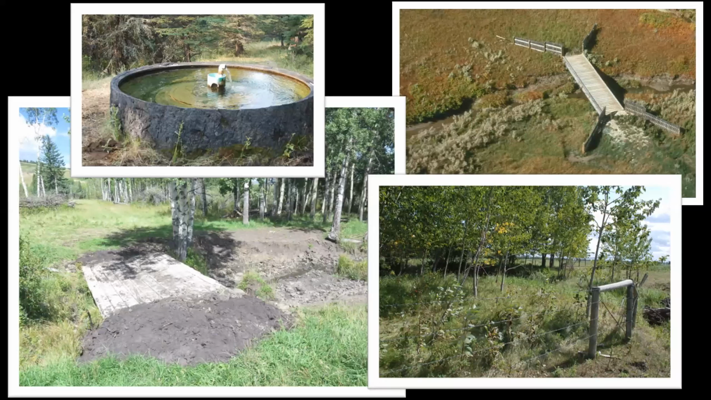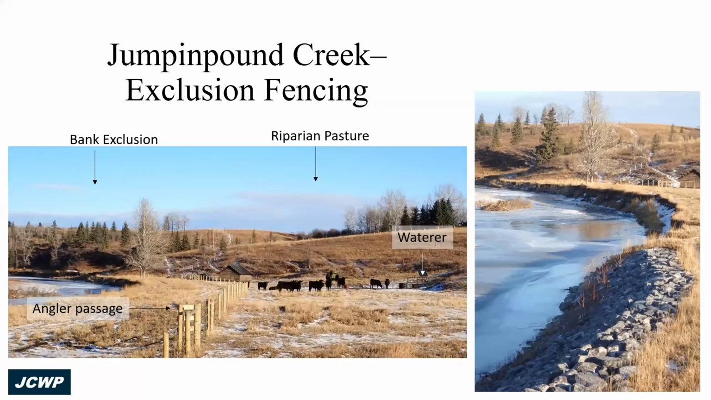So a lot of the common things you might think about are providing an off-site watering system, like this one picture shows, providing ways for livestock, just like vehicles Marina talked about, to cross the creek, as you see in a couple examples here. Maybe using fencing to redistribute or keep cattle out of riparian areas.